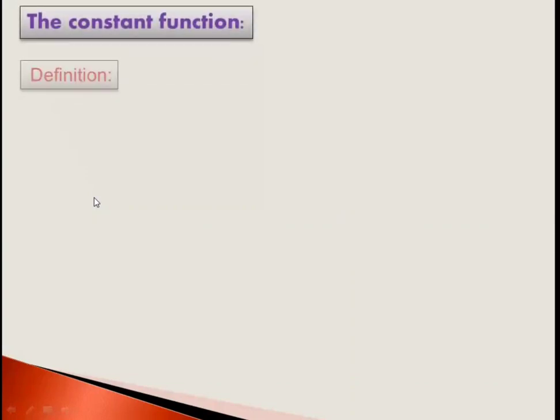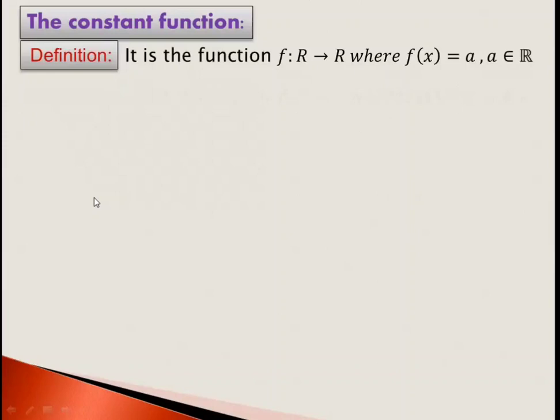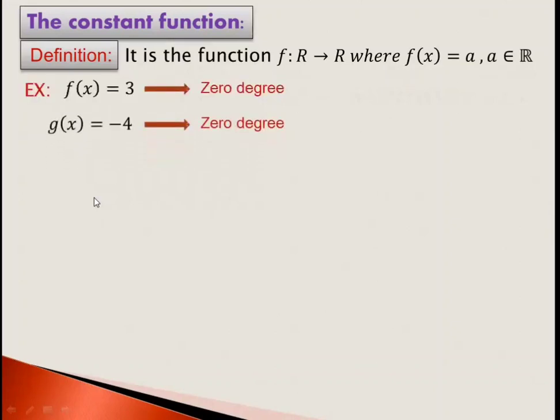Today we have to complete the types of the polynomial functions. In the previous lesson we studied the concept of the polynomial function, and then we studied the constant function. The constant function is a function from the set of real numbers to the set of real numbers, and it can be written in the form f of x equals a, where a is constant and a can be any real number. If a equals any real number except 0, the function is of 0 degree. But if a equals 0, the function has no degree.